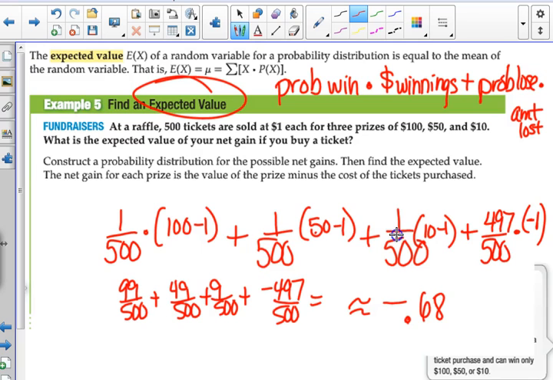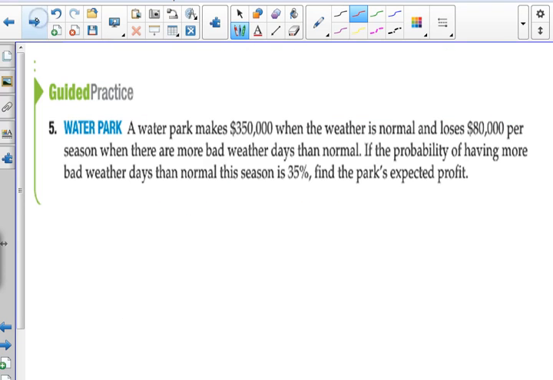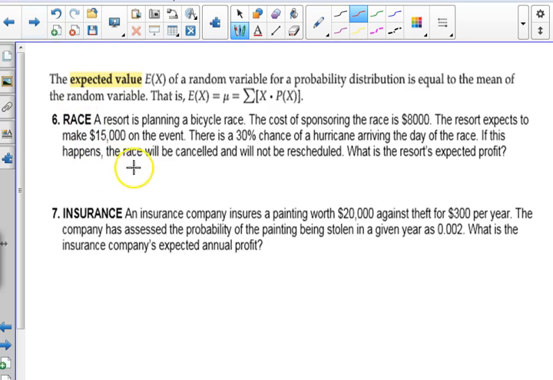Theoretically, yes. It's called an expected value. This question you don't have, so let's do the ones you have.